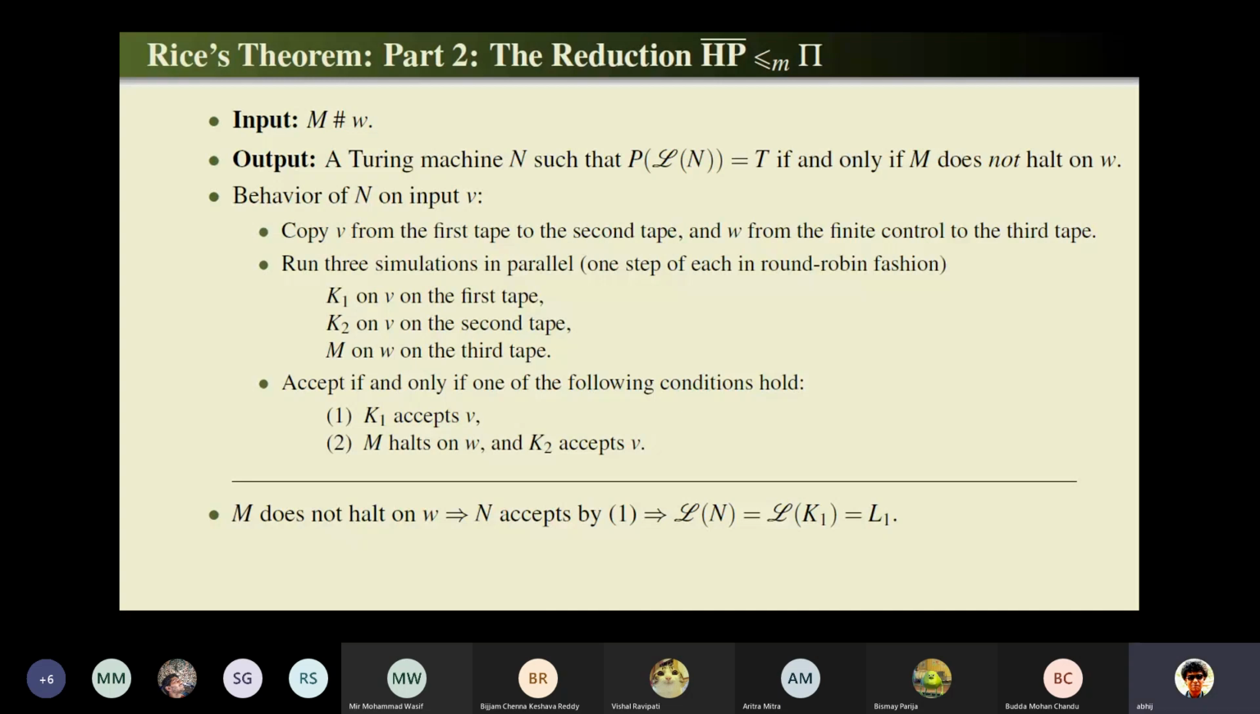On the other hand, if M halts on W, then N accepts if either K1 accepts or K2 accepts, because this is now true. M halts on W, this is a true statement. So the language of N in that case will be the set theoretic union of the language of K1 and the language of K2. But the language of K1 is L1 and the language of K2 is L2, and L1 is a subset of L2. So the union is equal to L2.